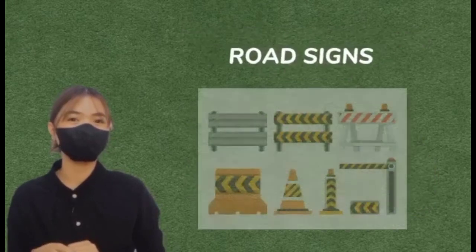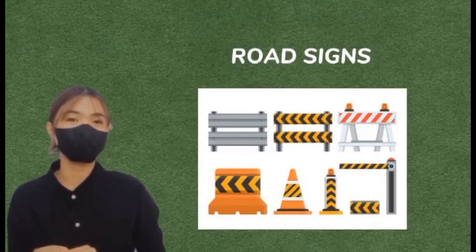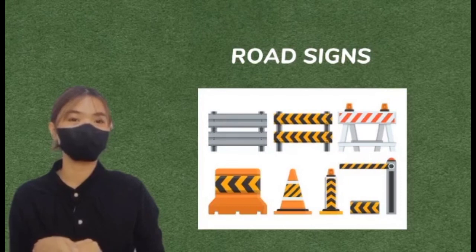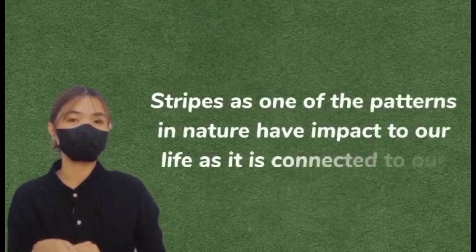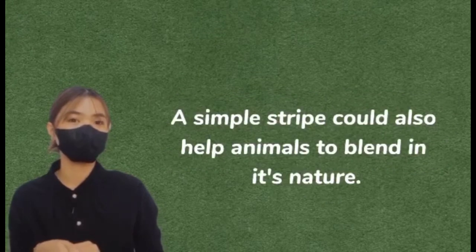Even in road signs, stripes are present. Some signs have diagonal and horizontal stripes of white, where every sign obtains a different meaning through its pattern. Stripes as one of the patterns in nature have an impact on our life, as they are connected to our vicinity. A simple stripe could also help an animal to blend in with its nature.